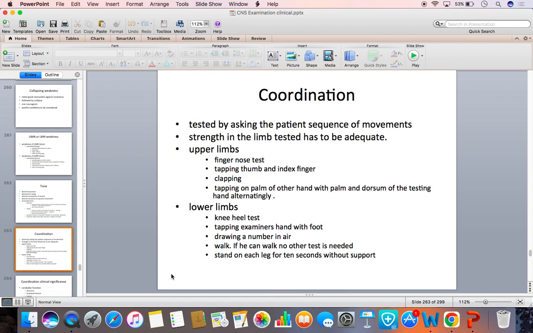Then in the lower limbs, go for the knee heel test. Tap in the examiner's hand with the foot. Drawing a number with the lower limbs. You just ask the patient to walk. If he can walk, there is no need to test for coordination. Ask the patient to stand on each leg for 10 seconds without support. This is sufficient to test for coordination.